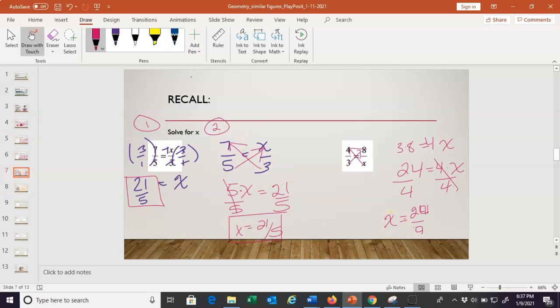I don't know why my 4s turned up looking like 9s. Let me fix that. And that is 6. So x is 6.